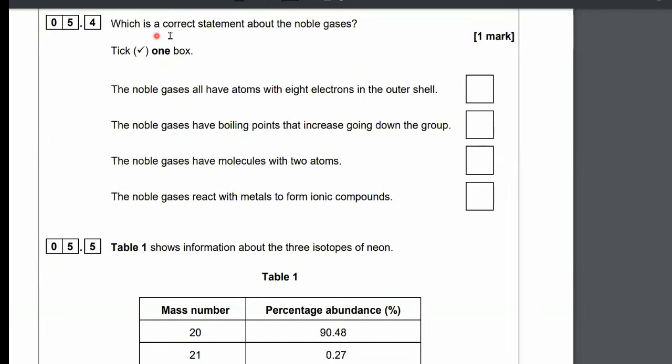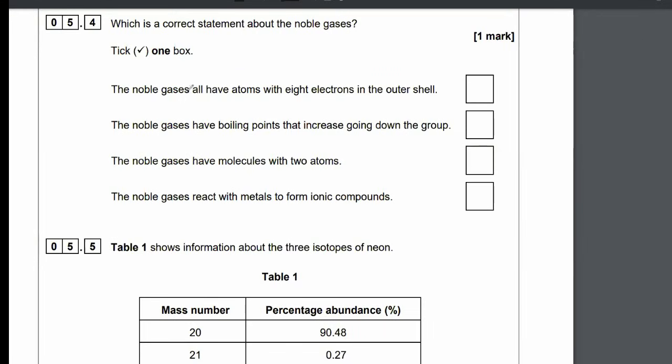Question 5.4, which is a correct statement about noble gases? Tick 1 box. The noble gases all have atoms with 8 electrons in the outer shell. The noble gases have boiling points that increase going down the group. The noble gases have molecules with 2 atoms. The noble gases react with metals to form ionic compounds. So let's go through these, and I'll go through the wrong answers.